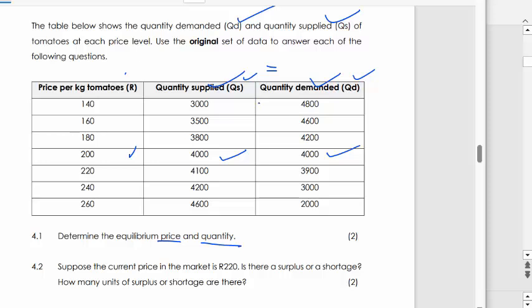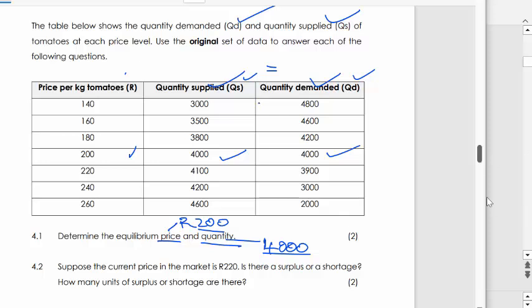Therefore, look at the question: equilibrium price. So clearly the equilibrium price is 200. And the equilibrium quantity is what? It is 4,000. So the quantity is 4,000 units, probably. Right? So we are good, and then we are done with that.